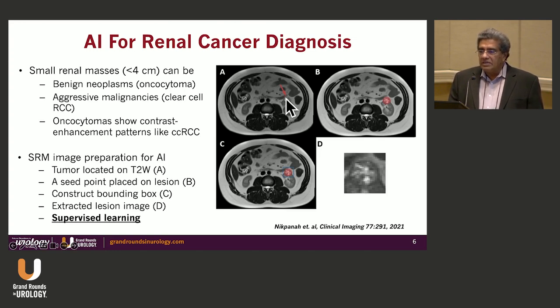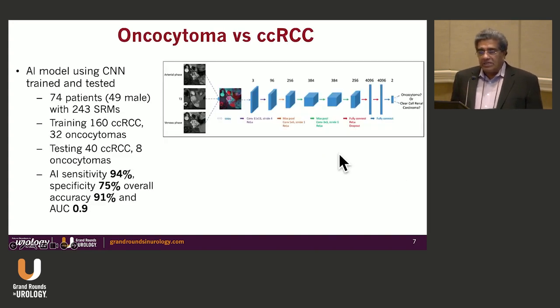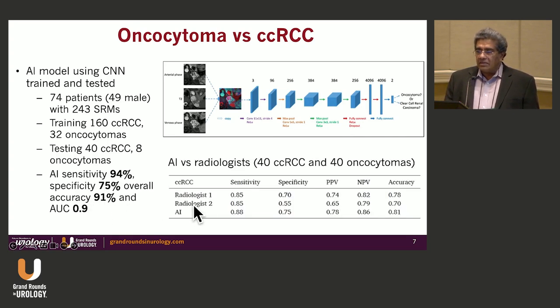You have to identify the lesion on the T2W image, mark it, and separate it, as in image D here, and then feed it to the artificial neural networks. And here's a convolutional neural network. In this particular model, they used 74 patients, and there were 243 lesions, and they used 160 cancer lesions and 32 benign lesions for training. As you can see, the sensitivity is fairly high, 94, and the specificity is a little lower, but the overall accuracy and the area under the curve are fairly high.